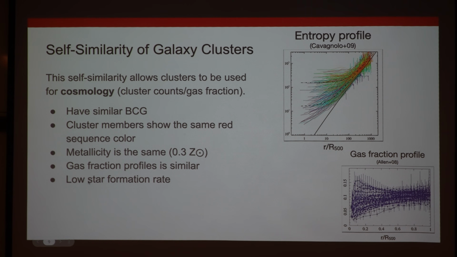And then they also have very low star formation rate. And all of these properties are very, very good for cosmology, because in cosmology we want everything to be very similar. Then the astrophysics part of the galaxy cluster will not have too much impact on the result that we get from cosmology. Yes. And then I'm not going to talk about cosmology anymore, because that's all I know too.